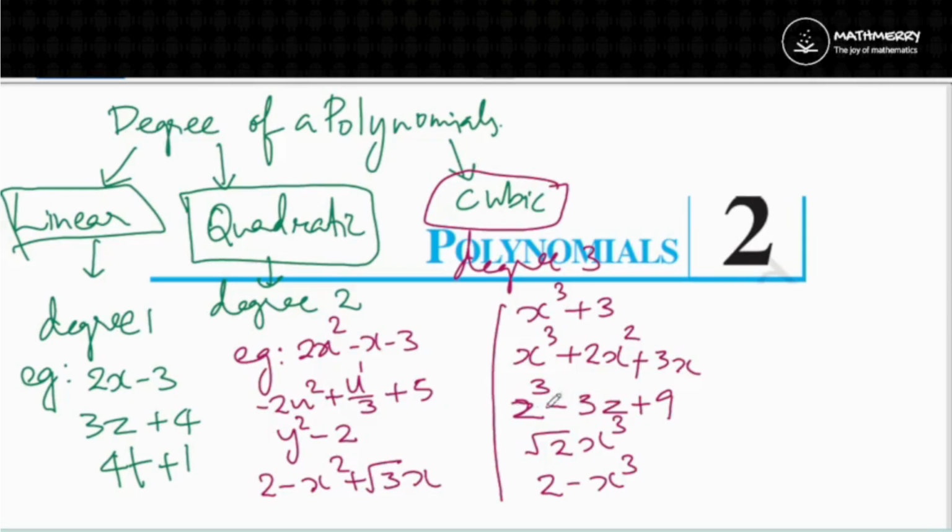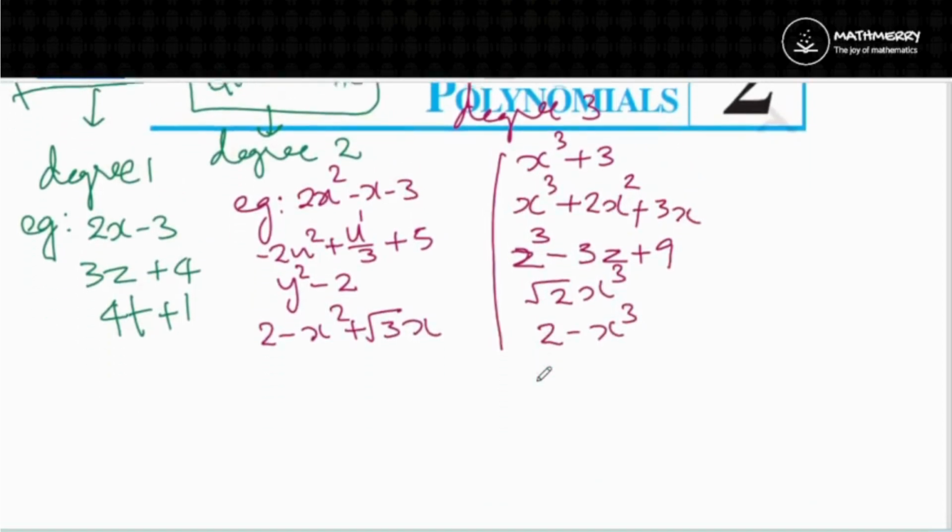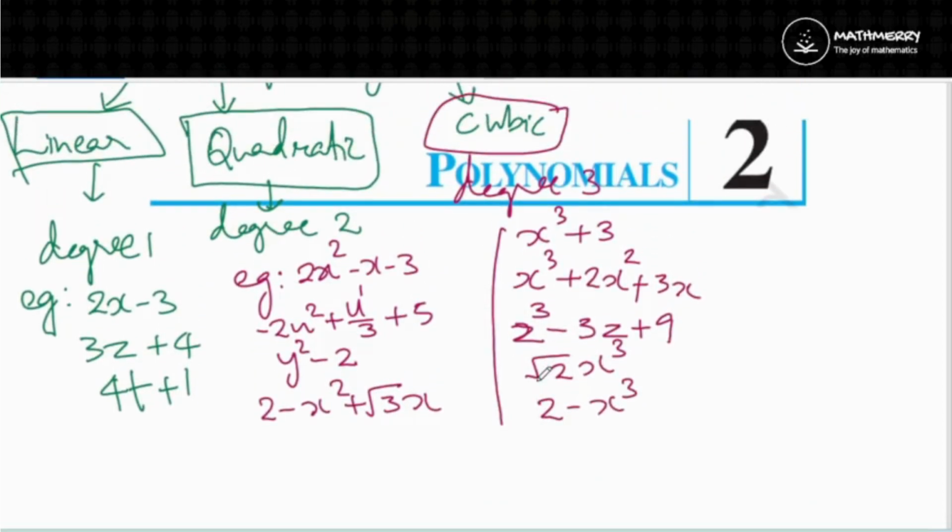Now, what is the general form of a linear polynomial? It is always ax plus b, right? We have a as the coefficient of x, then we have x as the variable, and then we have b as the constant. So this is the general form of a linear polynomial.